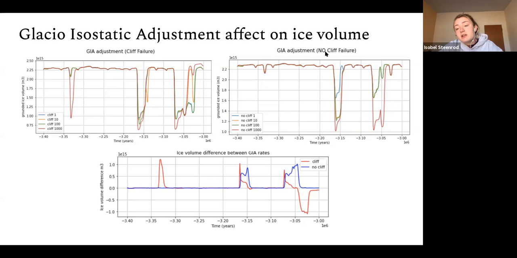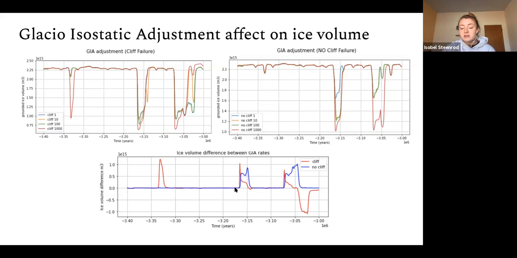And then when cliff failure wasn't taken into account, there was no ice sheet collapse at all. And it also varied between the slow rates of uplift or the quick rates of uplift. To try to quantify this better, I made a graph of the difference between the runs from 1 to 1,000. The red line is with cliff failure and the blue line is without cliff failure. So this red spike shows there's no collapse at 1, but there is a collapse at 1,000.